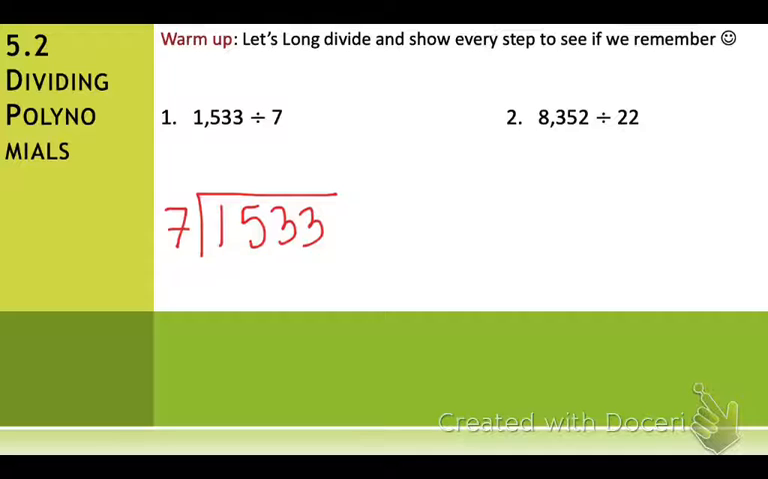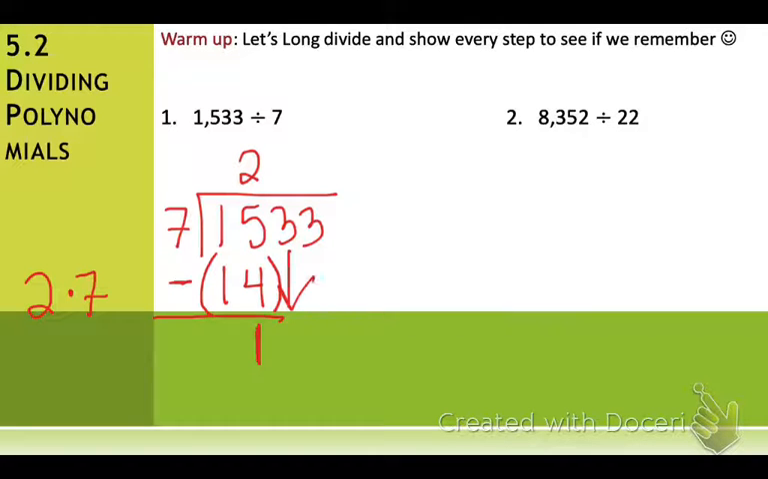So now what I do is I take this number and I multiply it by this thing. I'm going to show that work off to the side here. This is going to be helpful when we actually get to polynomials. So 2 times 7 gives me 14. This is just a habit I'd love for you to get into: put parentheses around that, and we are going to subtract it. So we want to see what's left over. 15 minus 14 is 1. And then drop this next thing down. And then we start the process over.